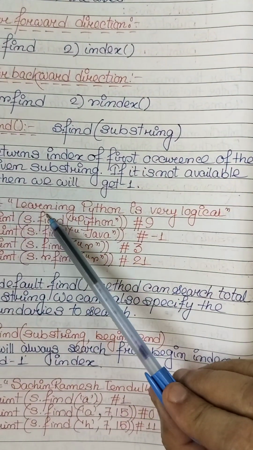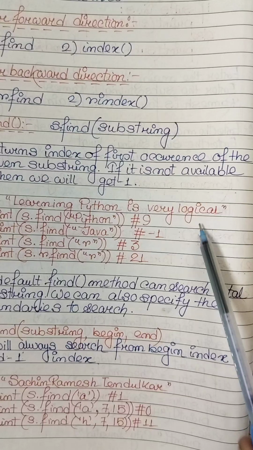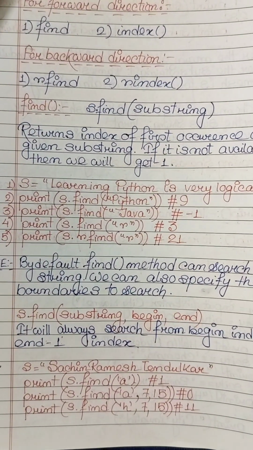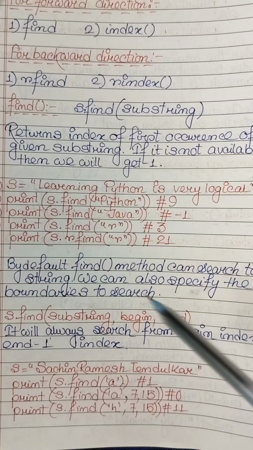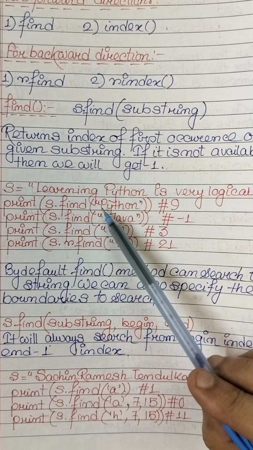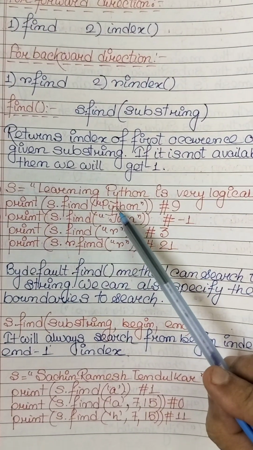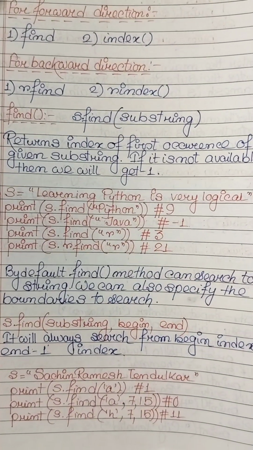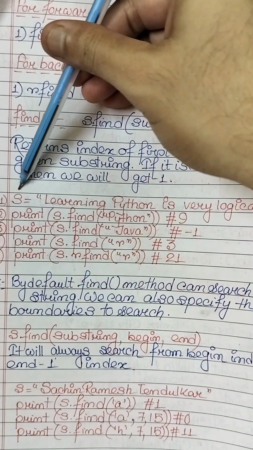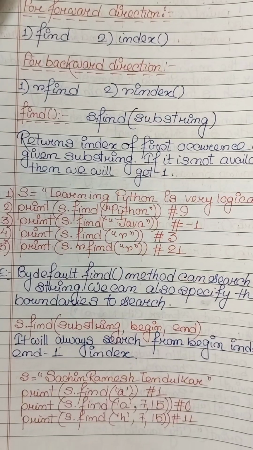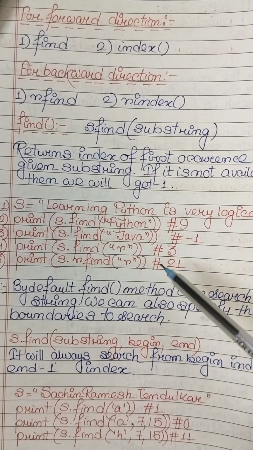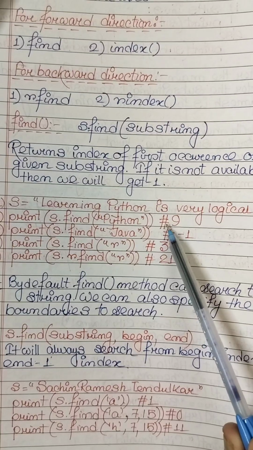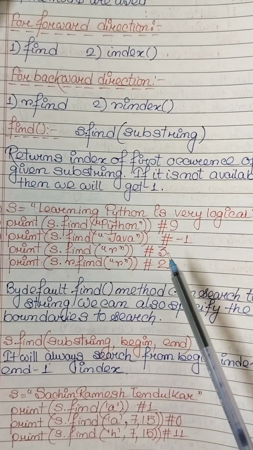Suppose S is equal to "Learning Python is very logical". Print S dot find, with "Python" in double inverted commas. Python is the substring, and S is the variable. So S dot find Python, and the answer will be 9.